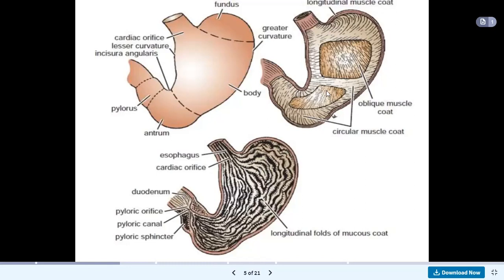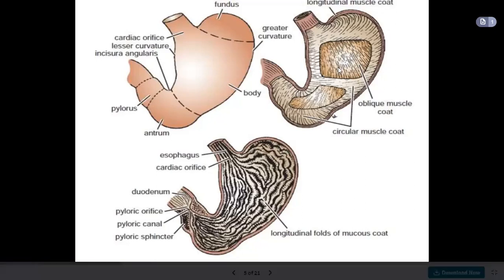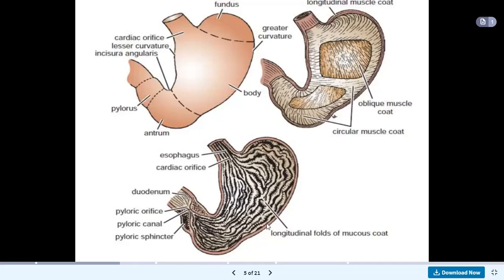Now, the muscles of the stomach are of two main types. We have the oblique muscle and we have the circular muscle. So the muscles of the stomach are oblique and circular muscles. And all of these muscles contract to propel food, to push food from the stomach into the duodenum.